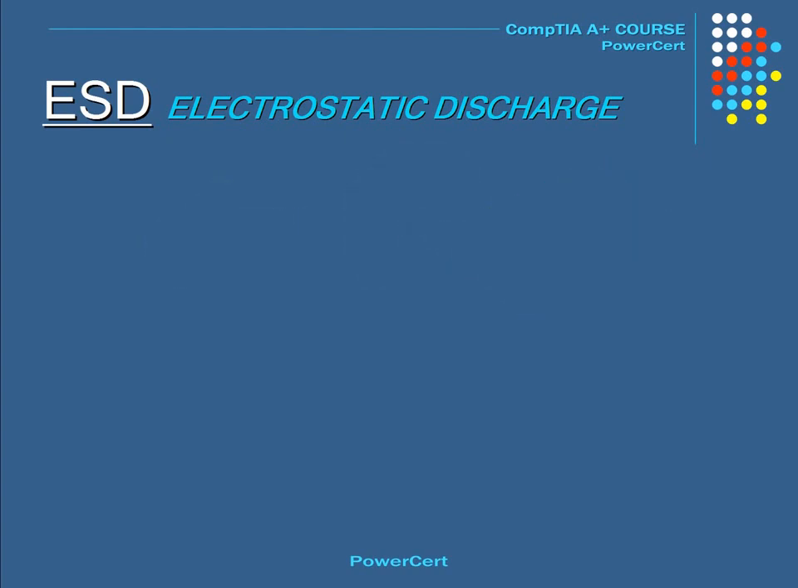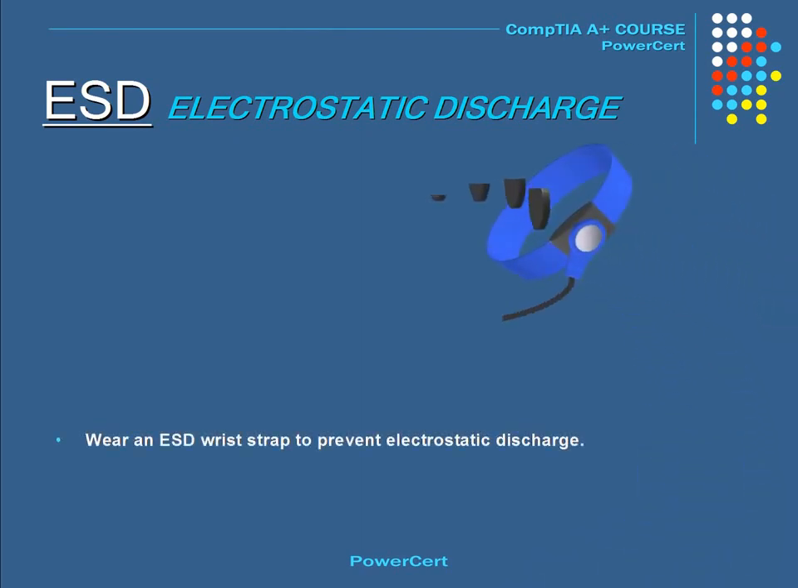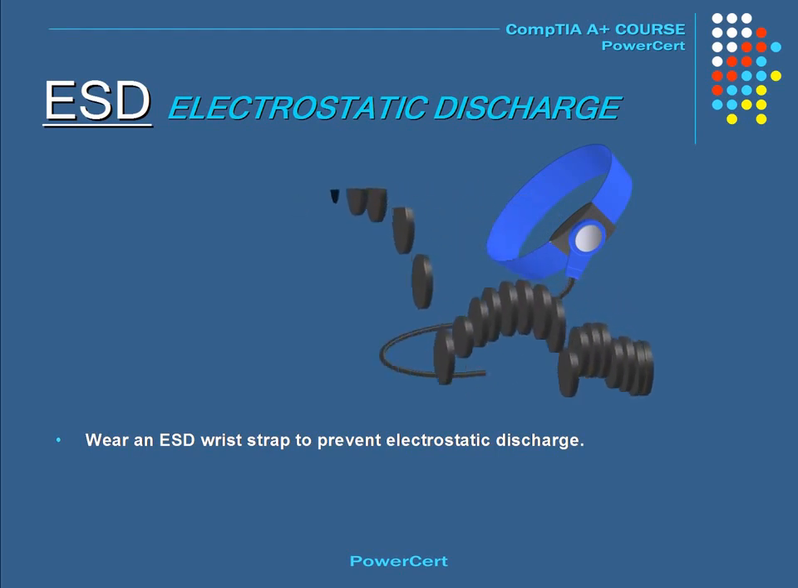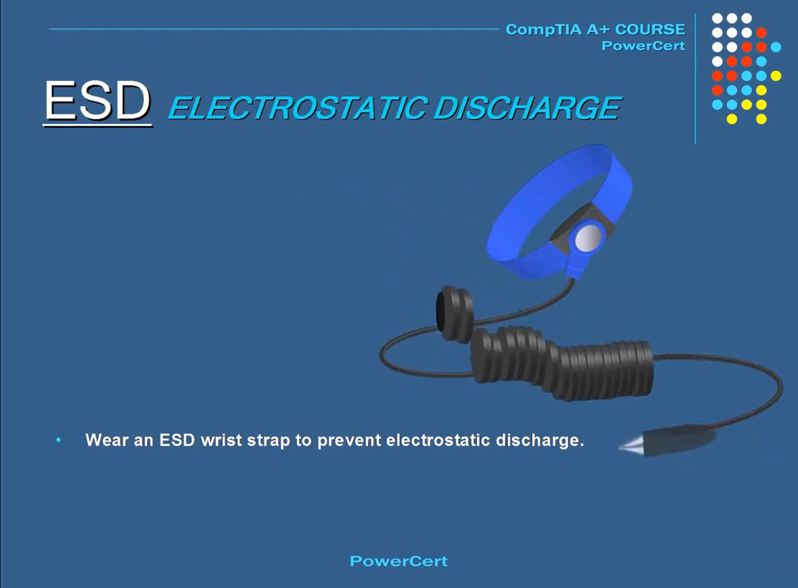So to prevent this from happening, it's important to wear an ESD wrist strap. By wearing an ESD wrist strap, it can stop the buildup of static electricity in your body by safely grounding you. One end of the ESD strap fits around your wrist, and the other end is grounded. The grounded end can be either attached to the ground pin in a power outlet or clipped onto the metal case of the computer.